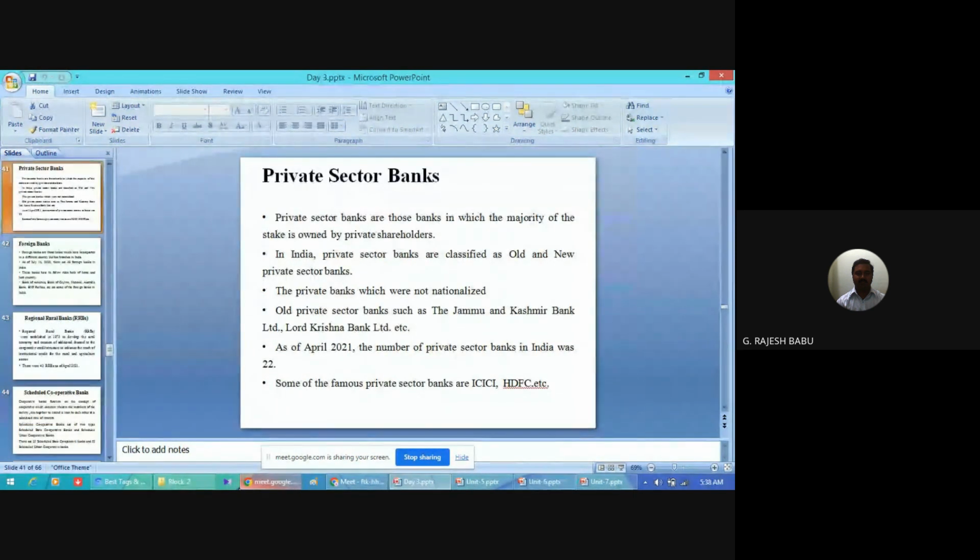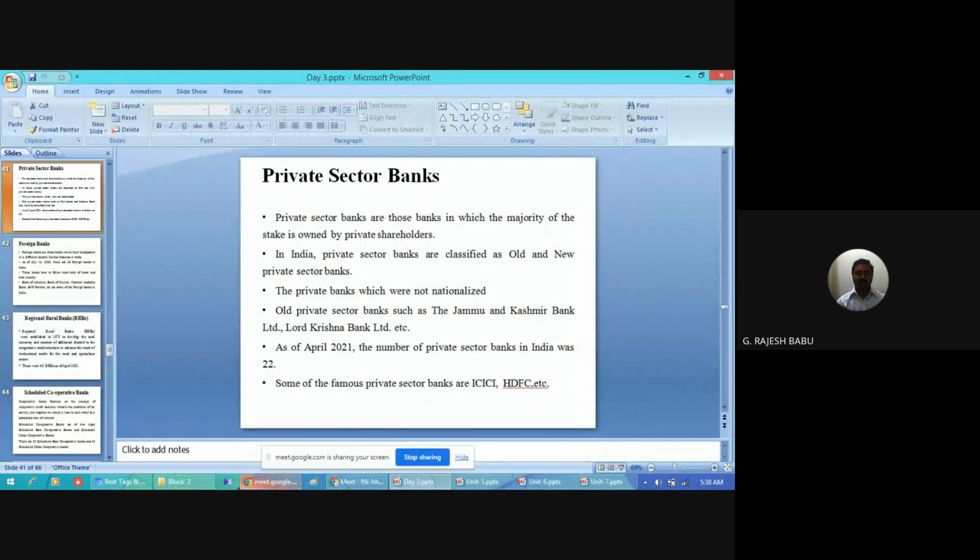Next, private sector bank. Private sector banks are those banks in which the majority of the stake is owned by private shareholders. In India, private sector banks are classified as old and new private banks. The private banks which were not nationalized in the year 1969 are collectively known as the old private banks, and they include the Jammu and Kashmir Bank Limited, Lord Krishna Bank Limited, etc.